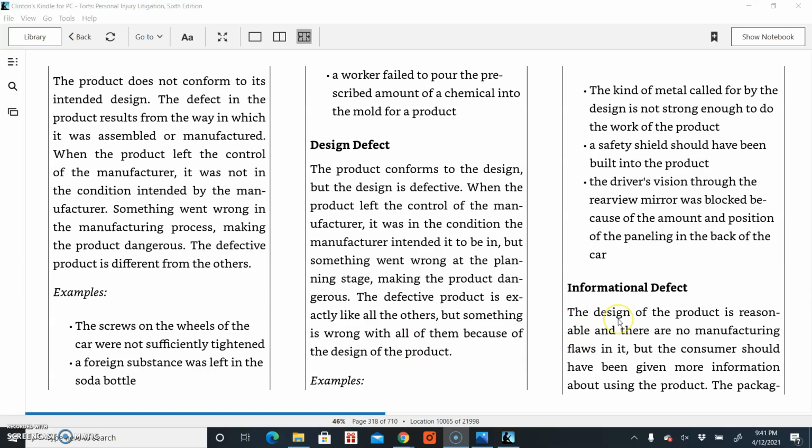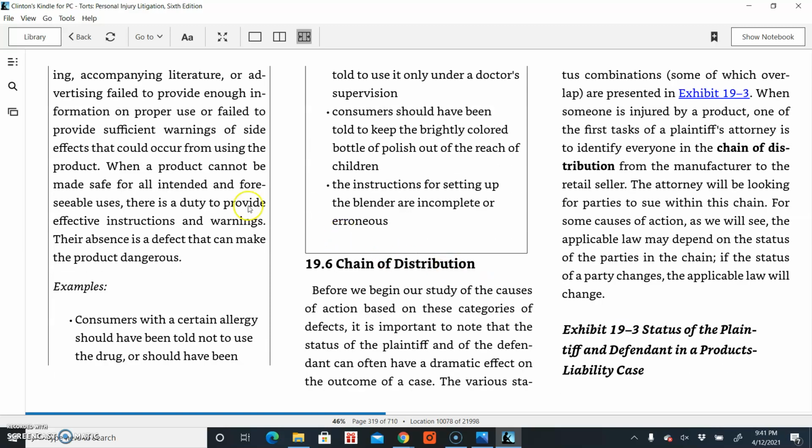An information defect would be a cigarette box that does not have information regarding sufficient warnings of side effects that could occur from using the product.